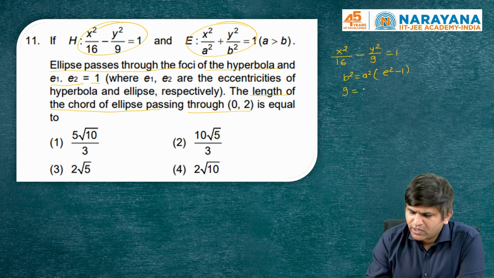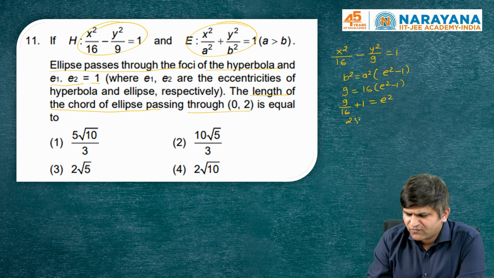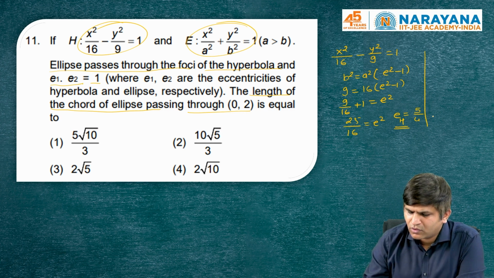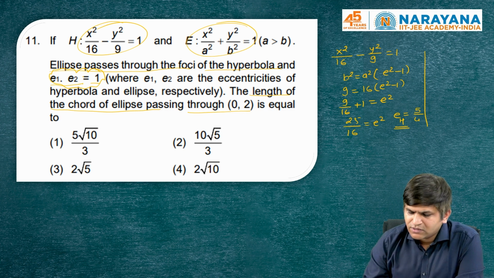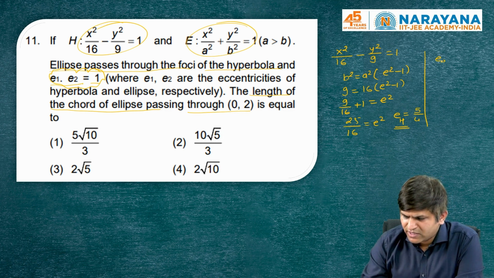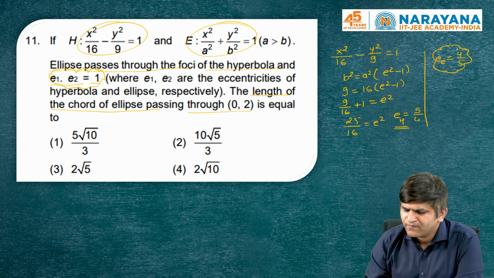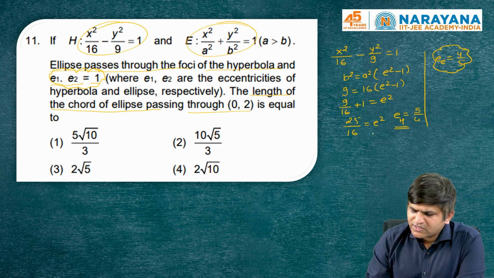b square is 9, a square is 16, e square minus 1. So 9 by 16 plus 1 is equal to e square, that will be 25 by 16 is equal to e square. So e we are getting 5 by 4. So e of the hyperbola is 5 by 4. So on the given information that e1 into e2 is 1, the eccentricity e, that is 4 by 5, is the eccentricity of the ellipse.